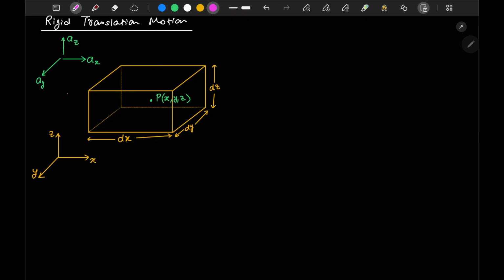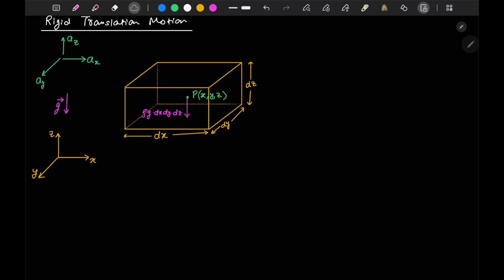Now let's say that acceleration due to gravity will always be acting in the downward direction. This is your g vector. Due to the presence of this g vector, the weight of this element is equal to rho g V, that is rho g times dx times dy times dz, acting at this point. Let me move this further away and write it here.